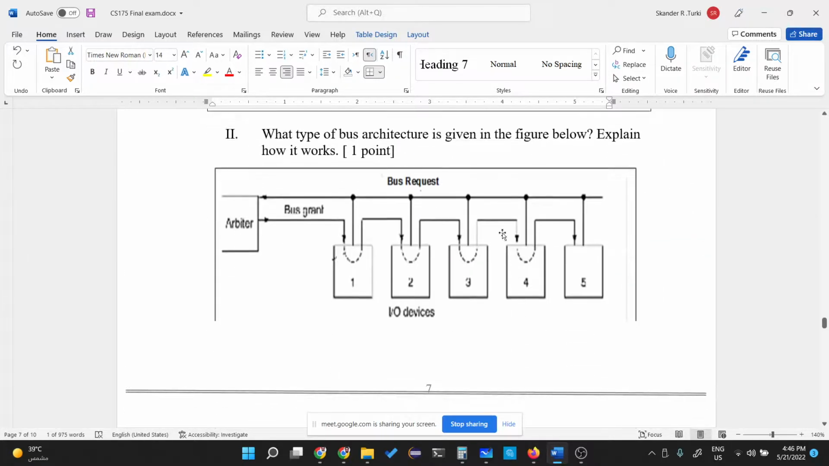What are the advantages and disadvantages of this bus arbitration type? The advantage is that it's simple to design and engineer. It's not very expensive because it doesn't have a lot of lines. Advantages: easy to implement. What else? Do you remember other advantages?